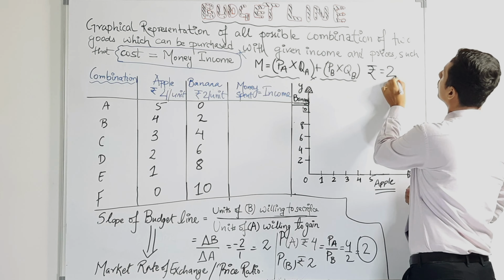Now first, with 4 rupees per unit we can buy 5 apples. 5 into 4 is 20. So all the 20 rupees is spent, and before that we'll see the algebraic formulation of budget line. So total money income equals to price of A into quantity of A plus price of B into quantity of B, right? So it just simply shows the cost, right?